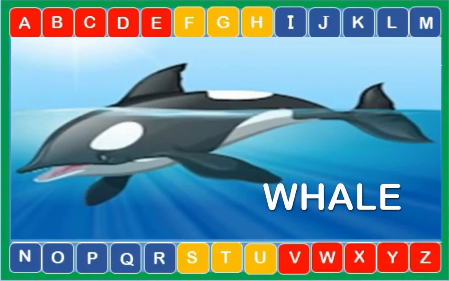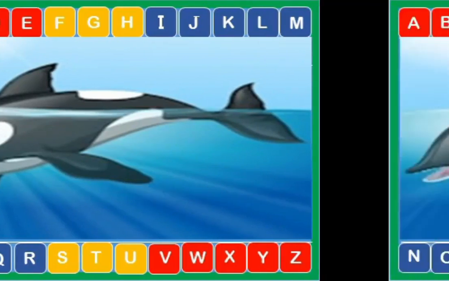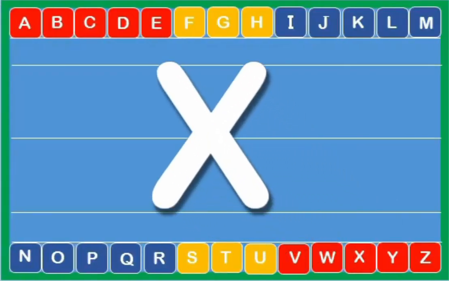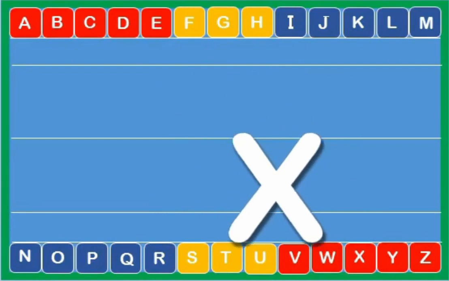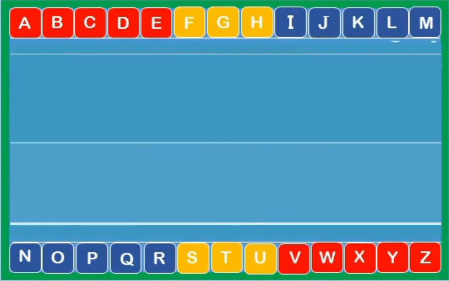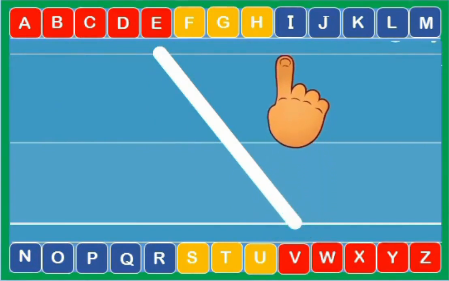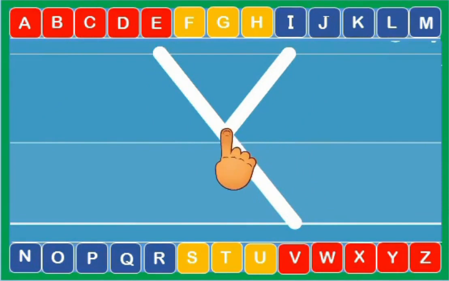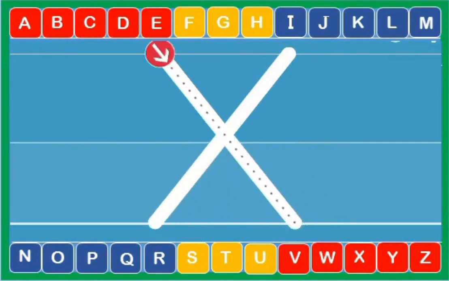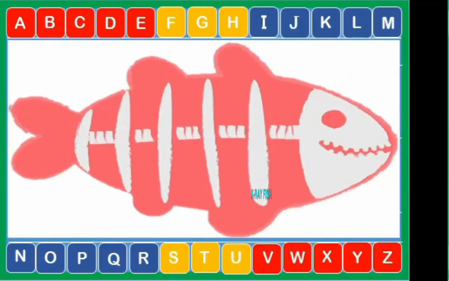Next is letter X. A right stroke and a left stroke across. X for extra fish.